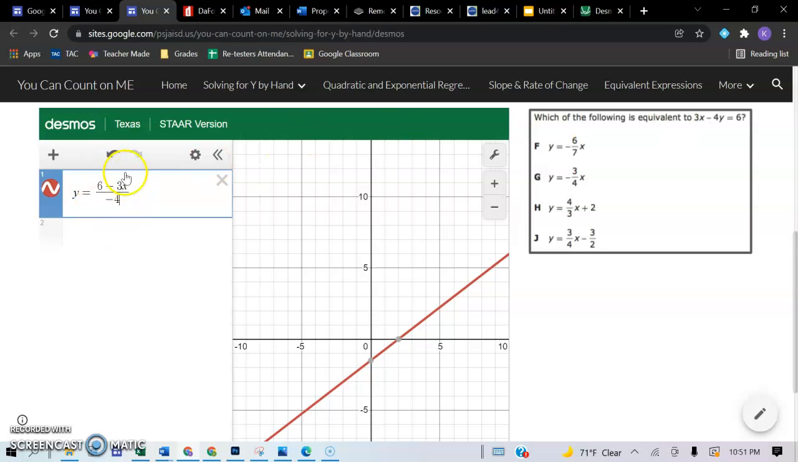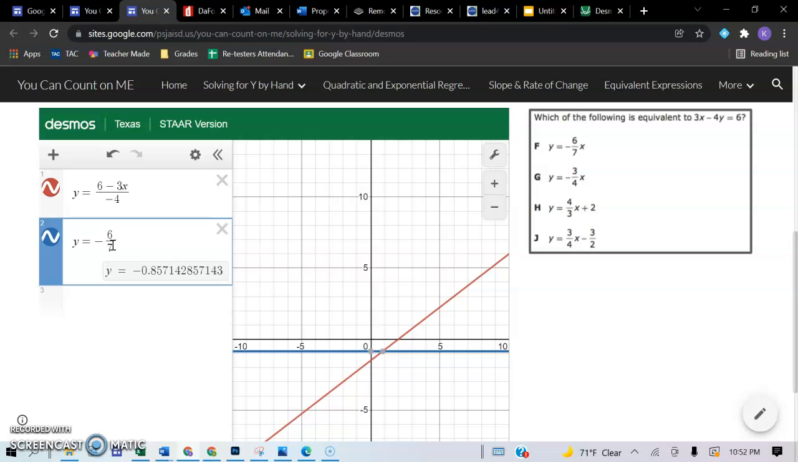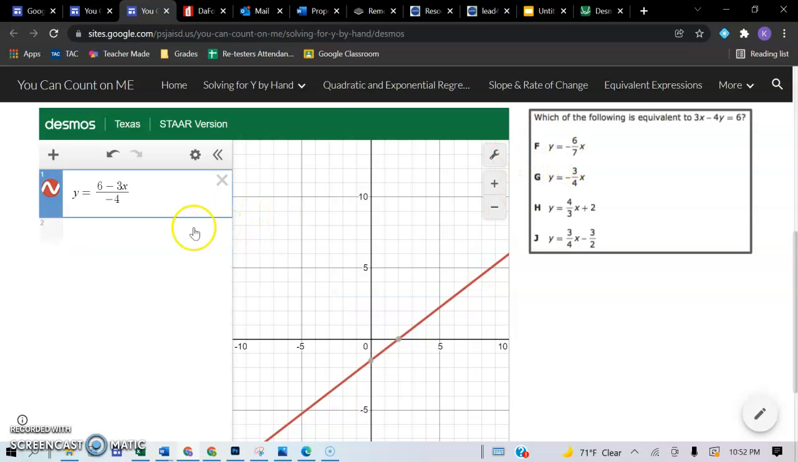So as you can see here, if we look at the answer choices, none of them look like this one. So that's why we use Desmos to check which one matches. So I'm going to type in the first one, y equals negative 6 divided by 7, x. See how this line is not the same as this line, so it is not F. So I can get rid of that one.